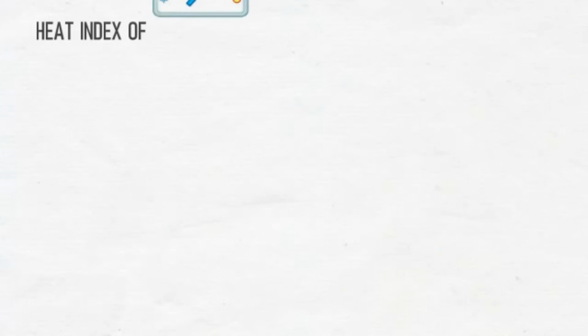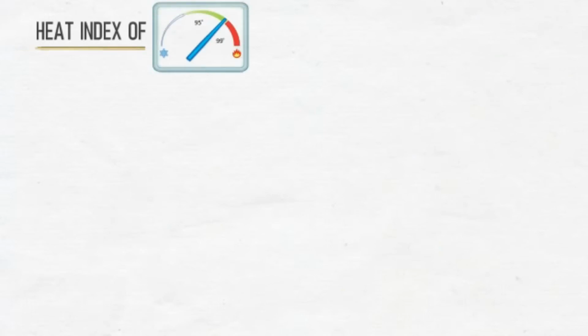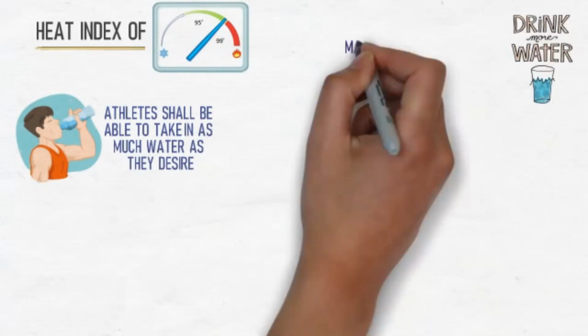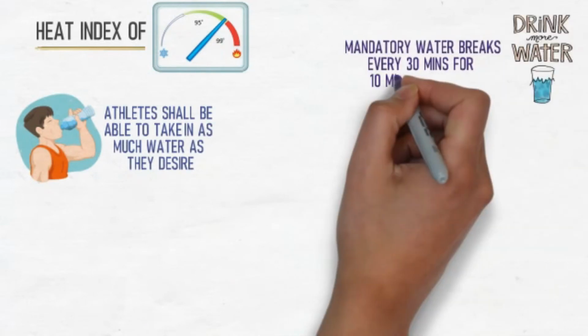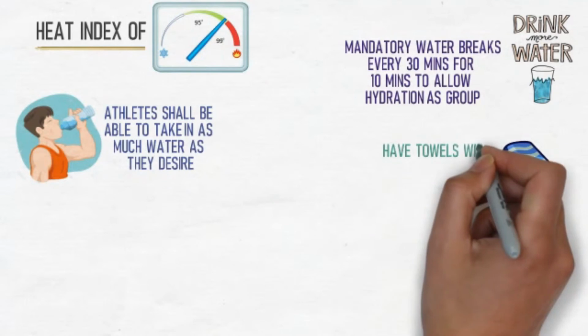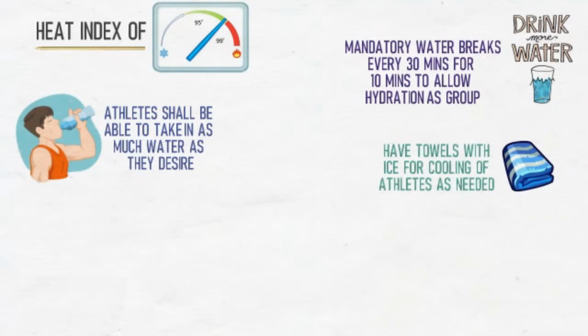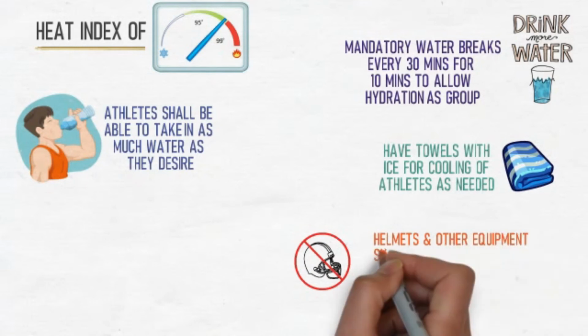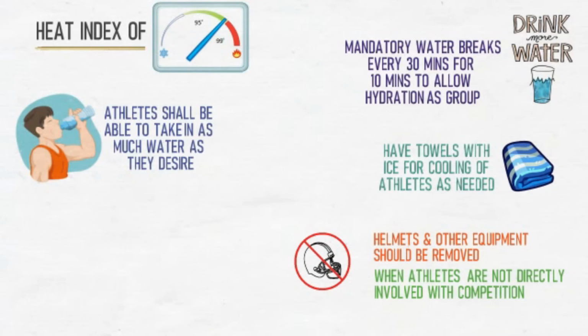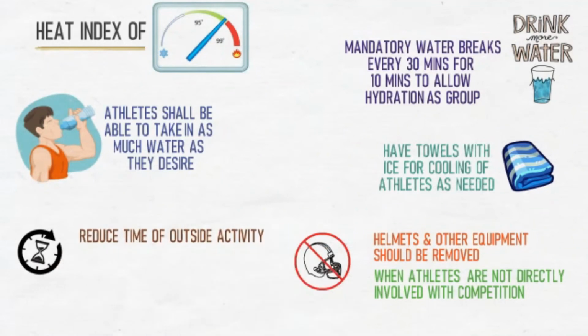Heat index of 95 degrees to 99 degrees. 1. Water shall always be available and athletes shall be able to take in as much water as they desire. 2. Mandatory water breaks every 30 minutes for 10 minutes in duration to allow for hydration as a group. 3. Have towels with ice for cooling of athletes as needed. 4. Helmets and other equipment should be removed when athletes are not directly involved with competition, drill, or practice, and it is not otherwise required by rule. 5. Reduce time of outside activity. Consider postponing practice to later in the day.